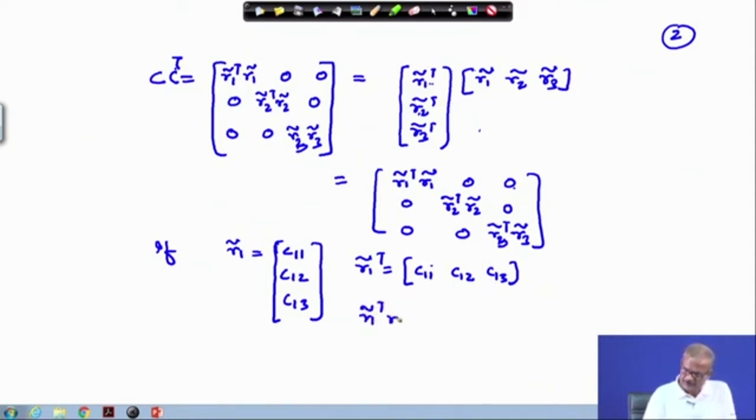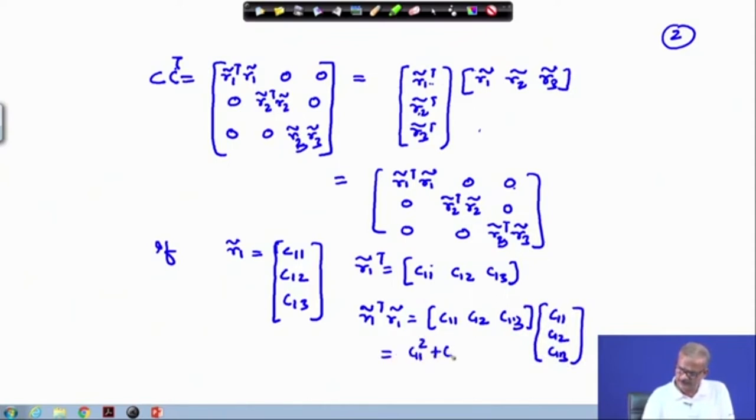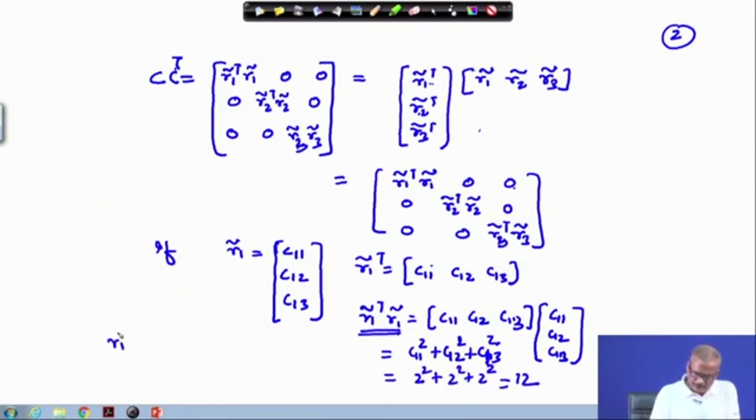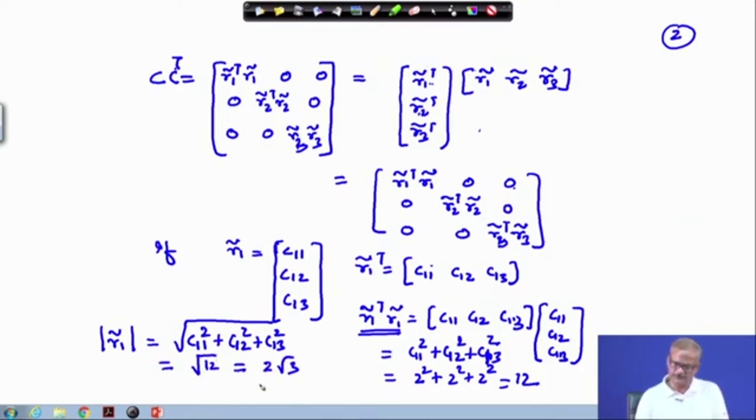Therefore, we will have R 1 tilde transpose R 1 tilde equal to C 1 1, C 1 2, C 1 3 times C 1 1, C 1 2, C 1 3. So, this makes it C 1 1 square, C 1 2 square, C 1 3 square. Okay. So, if all these are 2, this will be 2 square, 2 square, 2 square, so that makes it a total of 12. And what will be the magnitude of this vector? The magnitude of vector R 1 will be written as the square root of C 1 1 square plus C 1 2 square plus C 1 3 square. So, that becomes the square root of 12, which is 2 times root 3.